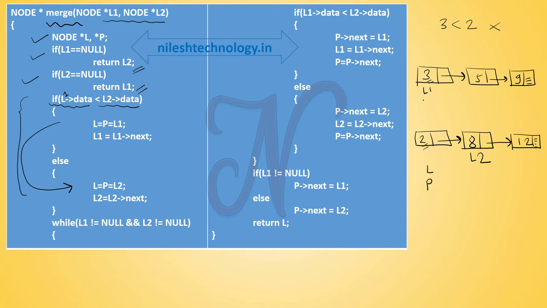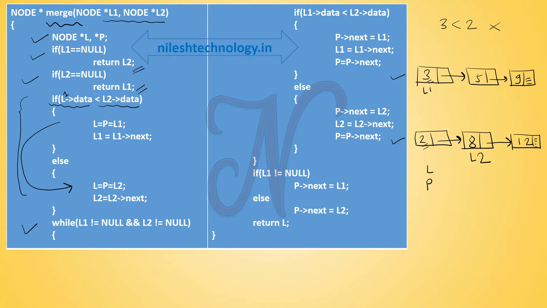Merging means that we concatenate two linked lists in sorted order. So here we start with the smallest number. And remember one thing, both linked lists are in sorted order, so don't forget this. By using this if else, we start the linked list with either L1 or L2. Here 3 is less than 2 is false, that's why L and P are set to the second linked list.